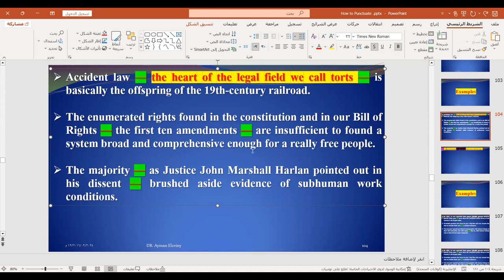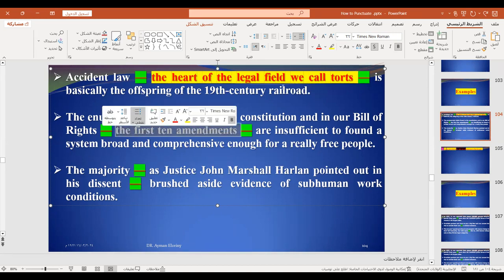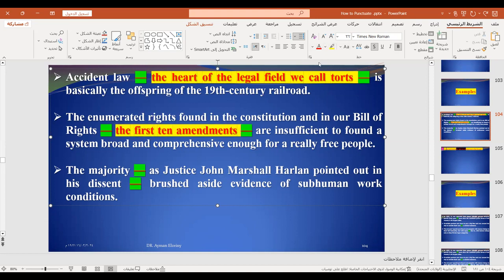Second example: the enumerated rights found in the Constitution in our Bill of Rights. I want to highlight the following phrase: the first of 10 amendments are insufficient to find assessment from or comprehensive enough for the really free people. Here, the writer wants to make a highlight for the phrase, the first 10 amendments.